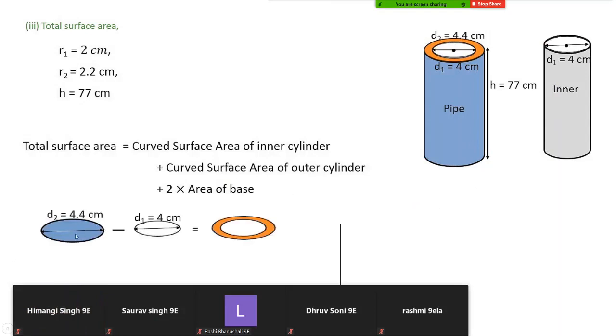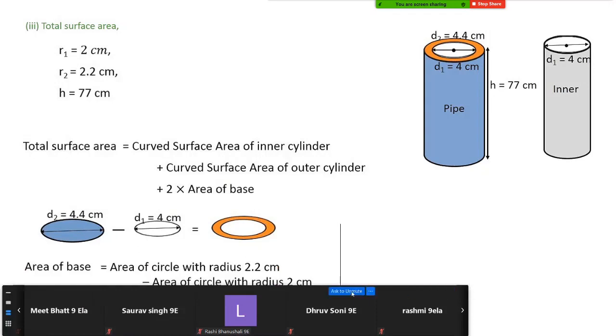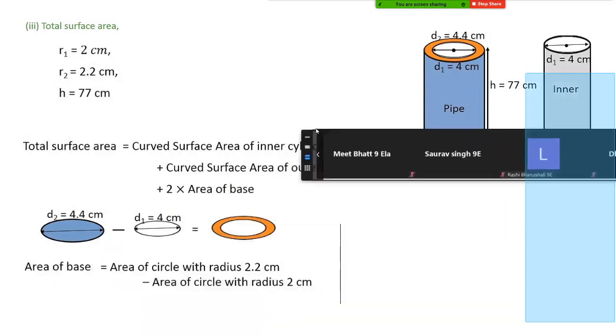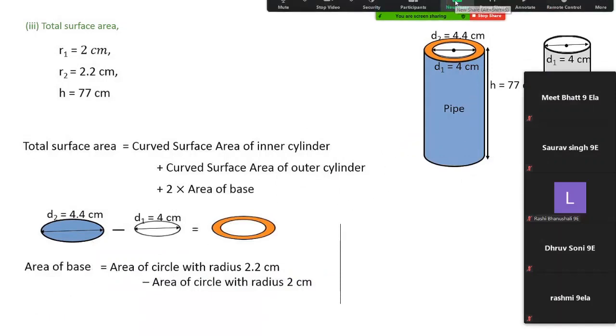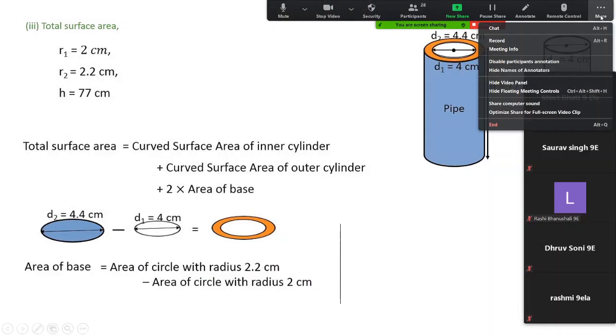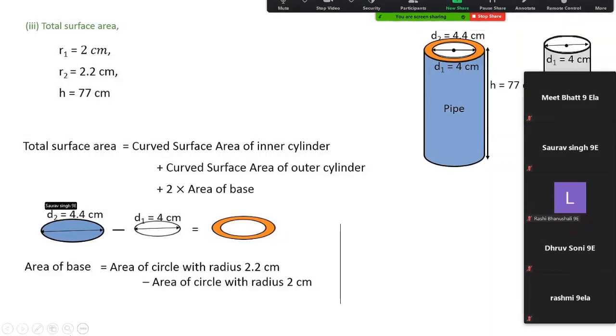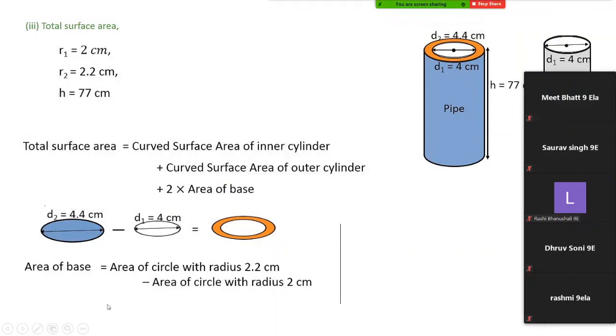So base area, D2 minus D1, is the area of this ring. Two circles with their diameters are given to us. So the area of the base can be given as pi r2 square minus pi r1 square. I'm taking pi common: R2 square minus R1 square.